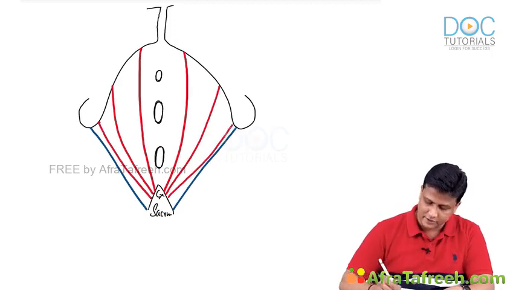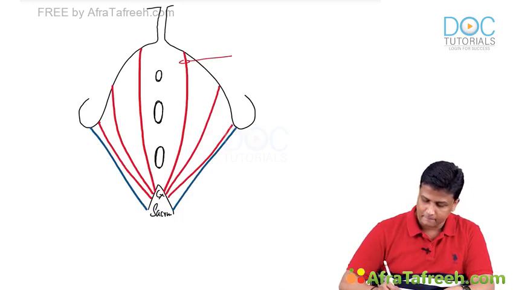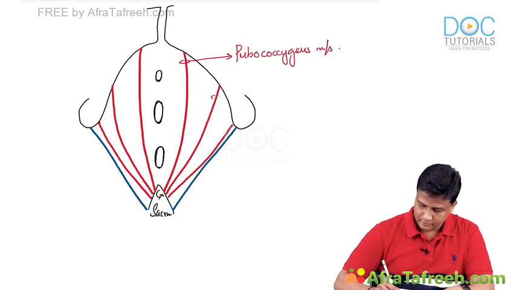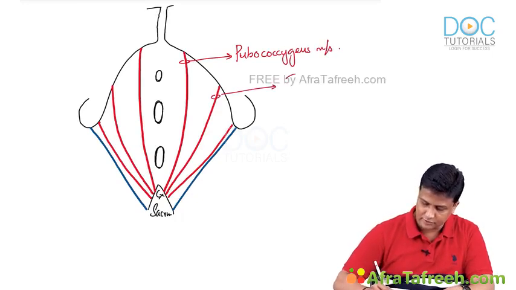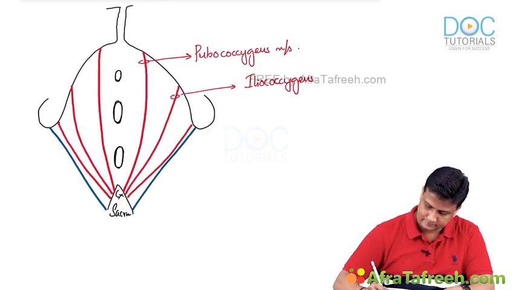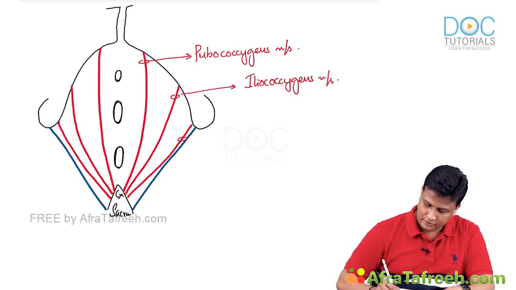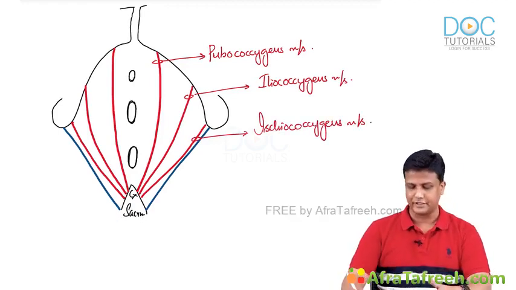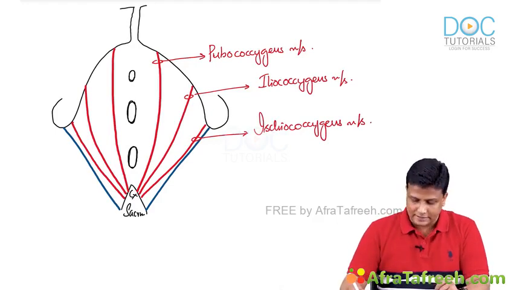Let us even write down their names, guys. What is this one here? From the pubis towards the coccyx will be the pubococcygeus muscle. This one is from the ilium towards the coccyx, so therefore the iliococcygeus muscle. And this one here will be from the ischium towards the coccyx, so therefore the ischiococcygeus muscle. Perfect. So pubococcygeus, iliococcygeus and ischiococcygeus muscle, guys, all the three of them.